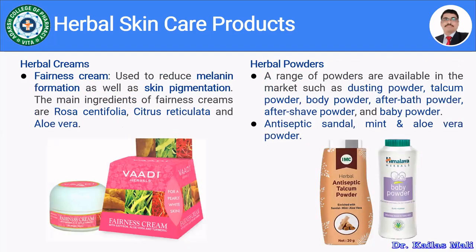Let us see the fairness cream. Fairness creams are used to increase the glow of the skin and to reduce melanin formation as well as skin pigmentation. Melanin formation, which is responsible for skin pigmentation, is also going to be reduced. The main ingredients present in the fairness creams are Rosa centifolia, Citrus reticulata, and aloe vera. So this is about the fairness cream.